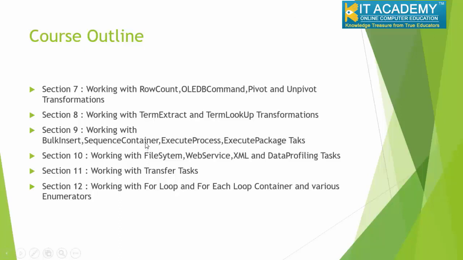We use the sequence container for grouping our activities. We'll also see how to use the execute process task to run any third-party exe files. We'll also see how we can call one SSIS package from another SSIS package using the execute package task. In section 10, we will work with the file system task, which basically helps us do the different operations that we normally do in Windows Explorer. Then we will see how we can communicate with a web service from our SSIS package and retrieve the data the web service returns to us.